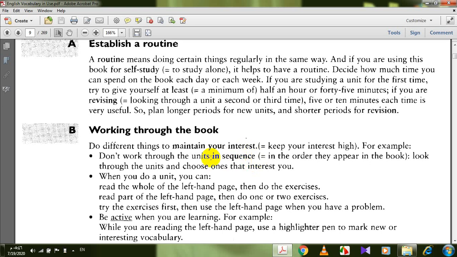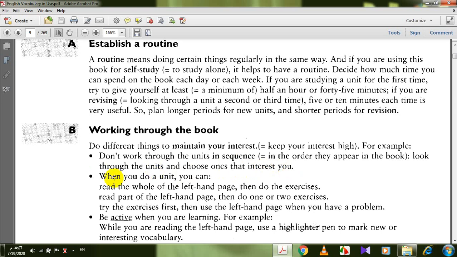This is what this sentence says. So don't work through the units in sequence, in the order they appear in the book. This is in sequence, according to their occurrences in time. No, just make jumps. Make the jump you would like to. Go to the unit in which you are more interested. Look through the units and choose ones that interest you.